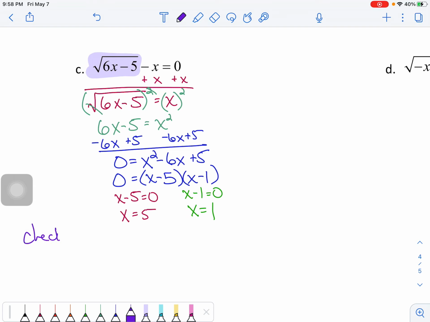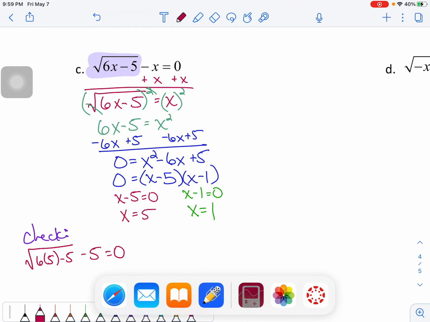Okay, so I'm going to do check down here. And the first one I'm going to do is I'm going to check x equals 5. So back in the original problem, everywhere I have an x, I'm going to replace it with the number 5. So 6 times 5 minus 5 minus 5 is equal to 0. If you can do this in your head, awesome. If you need a calculator, grab a calculator.